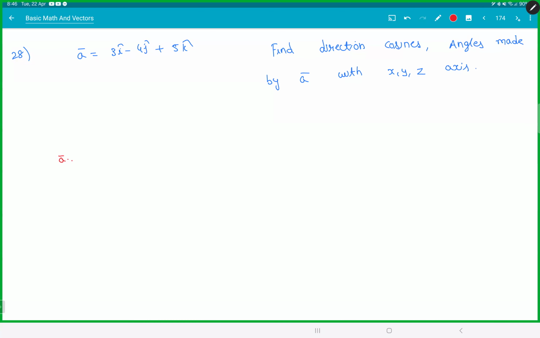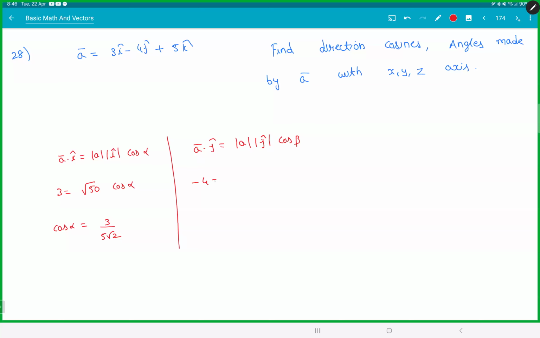So first one, a bar dot i cap is mod a, mod i cap, cos alpha. So a bar dot i cap is 3. Mod a will be root over 3 square, 4 square, 5 square. That's root 50 cos alpha. That would be how much? 3 by 5 root 2. Similarly, I can do for a bar dot j cap is mod a mod j cos beta.